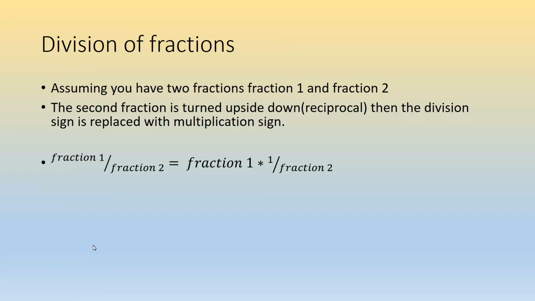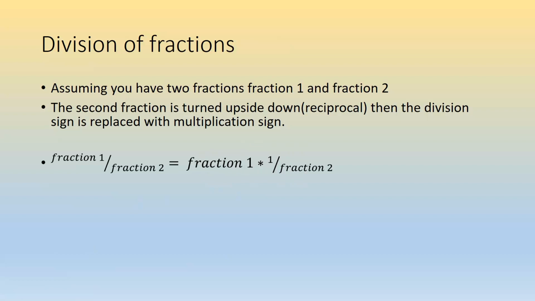So you realize that we have fraction 1, which will still be there. Then the division will be changed to multiplication. Then fraction 2 will be the reciprocal. The last time I was saying that for every number here, the reciprocal means that it is turned upside down.